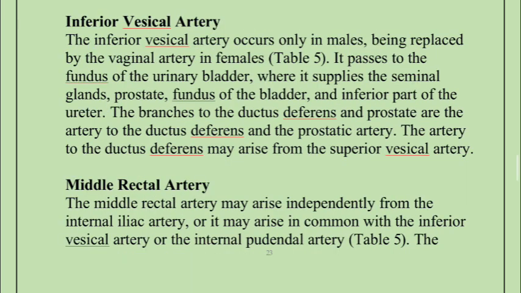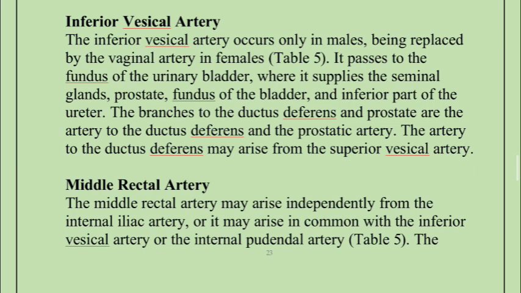I'm still looking at the branches of the internal iliac artery. Next, I want to talk about the inferior vesical artery. The inferior vesical artery occurs only in males, and it's what replaces the vaginal artery in females. So while we have the vaginal artery in the females, in the males what we have is the inferior vesical artery.